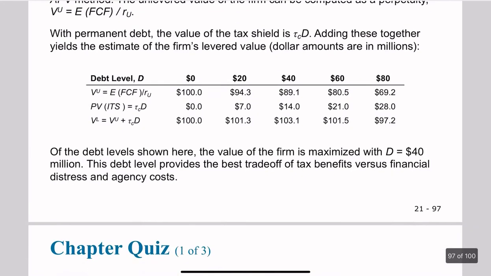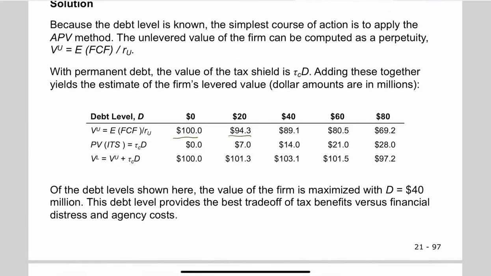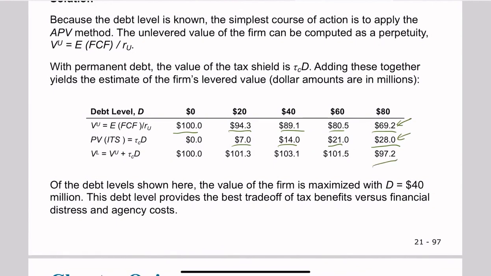So I will just show the answer here. You can see that the first row gives you the firm's unlevered value. And then you would use the 35% tax rate times the firm's debt level, which gives you the present value of the interest tax shield. And then you would add up these two components, right? The unlevered value and the present value of the interest tax shield. So this will give you the firm's levered value.